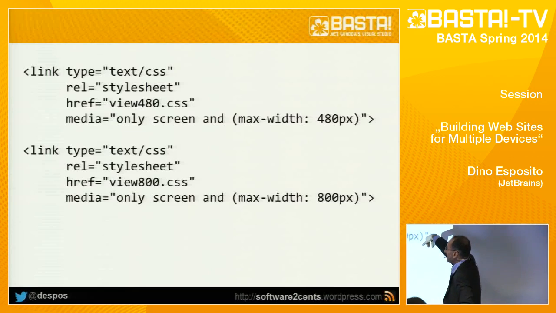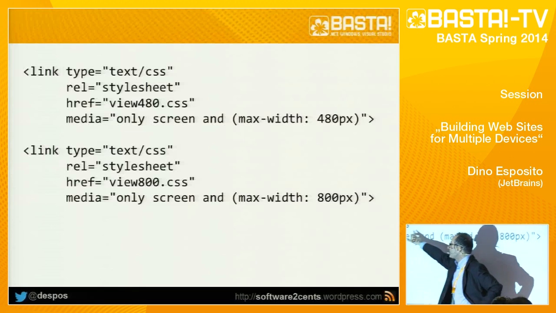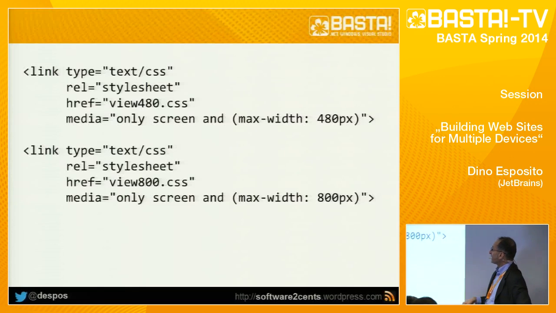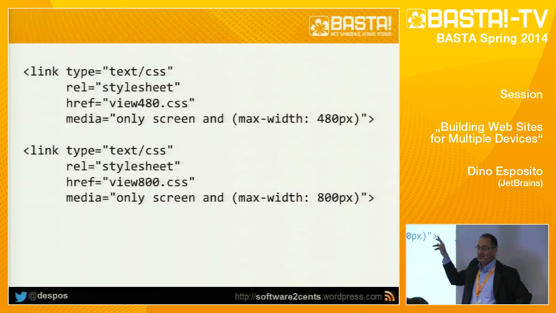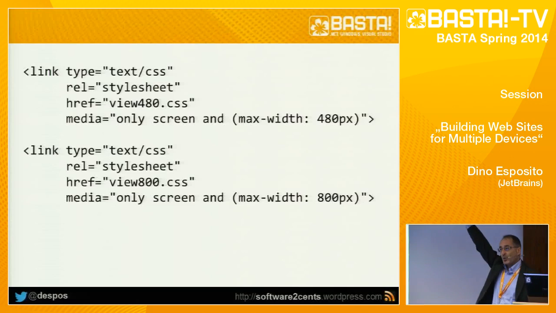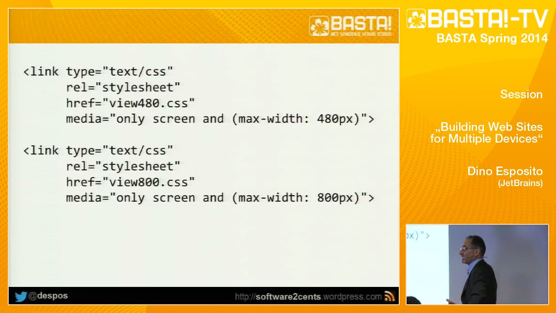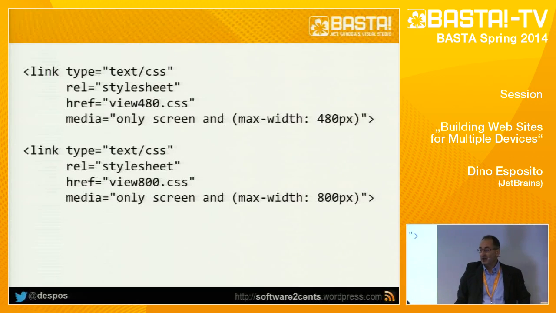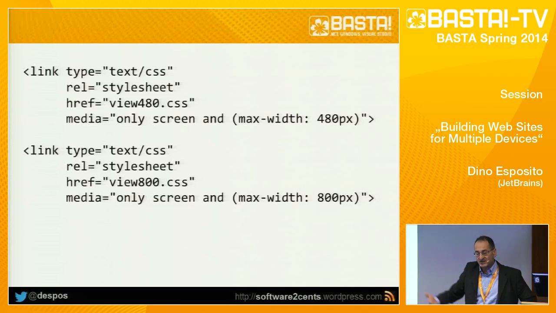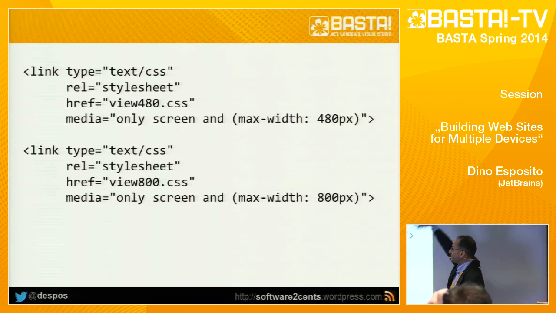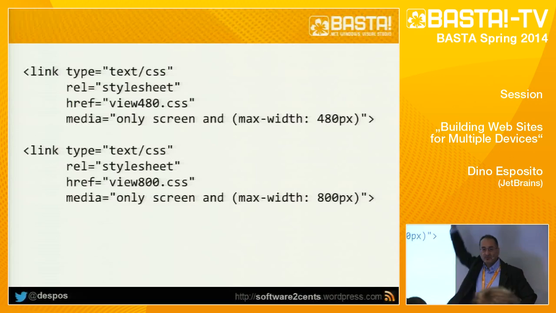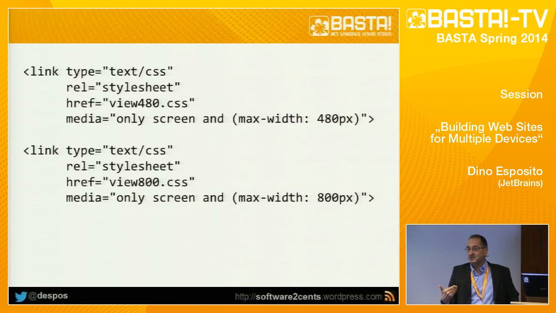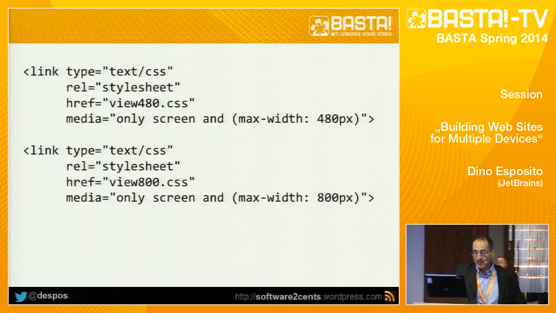And the other one says to use view800.css instead when the maximum width is 800 pixels. You put quite a few of them in the layout of the HTML page, in the master page, and then the browser will process them from top to bottom and stop at the first that matches the runtime conditions. The selected CSS is applied. Easy and effective.